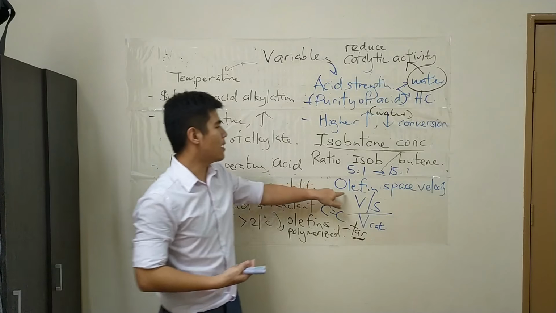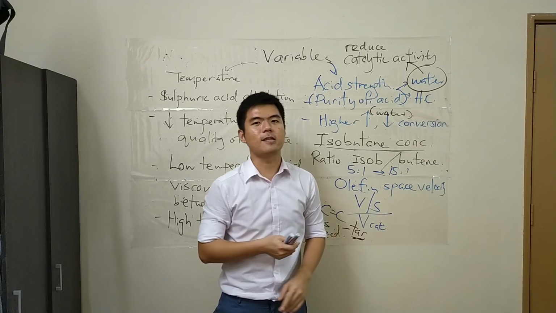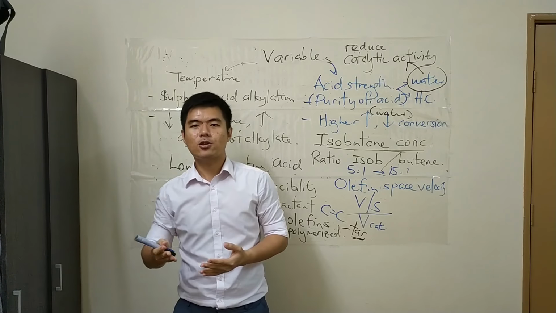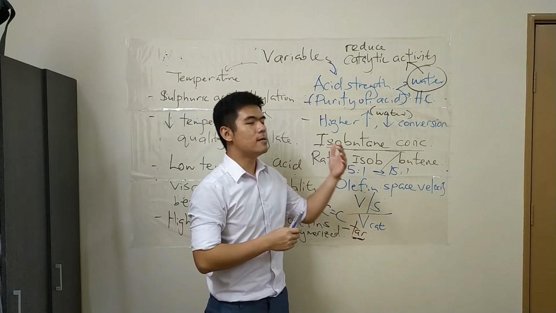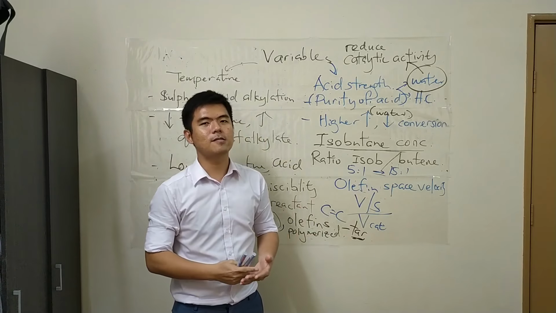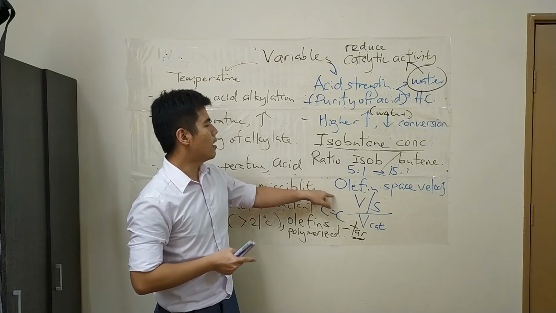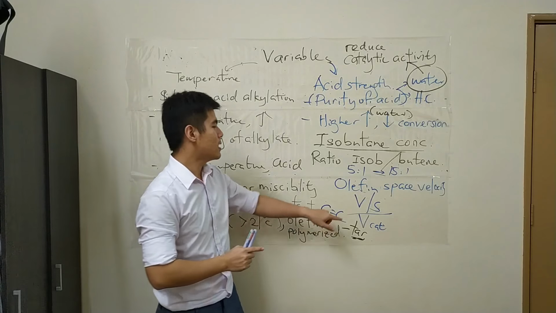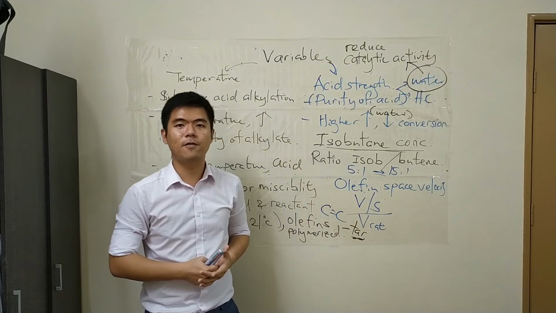The last one, olefin space velocity. We have already encountered space velocity many times. Usually it is the mass flow rate of the reactants divided by the mass of catalyst. But in this case, since the catalyst is in liquid form, and all the reactants in an alkylation process are in liquid phase, the olefin space velocity will be the volumetric flow rate of the olefins divided by the volumetric flow rate of the catalyst, which is the sulfuric acid or hydrofluoric acid.